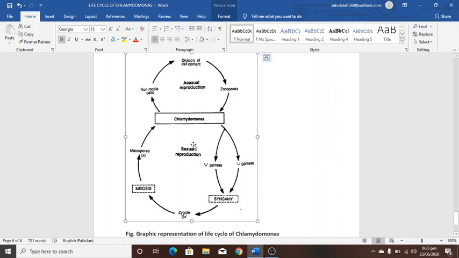This is the sexual reproduction. Chlamydomonas gametes, you may say male gamete, you may say female gamete. Syngamy, fusion of gametes. The zygote, with 2n number of chromosomes, undergoes meiosis, and then the zygospores are formed, which develop into the Chlamydomonas.